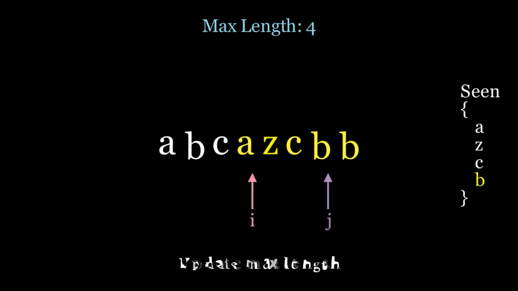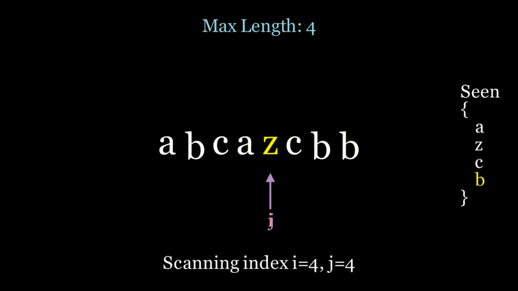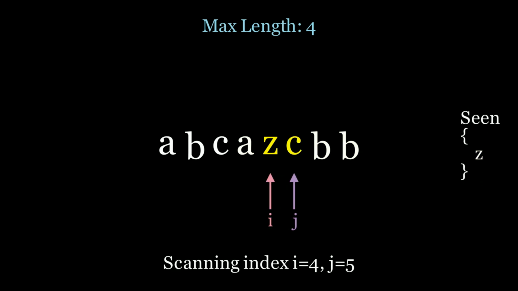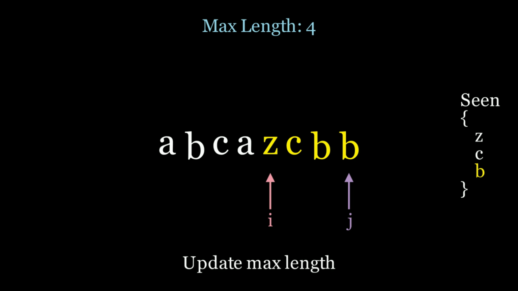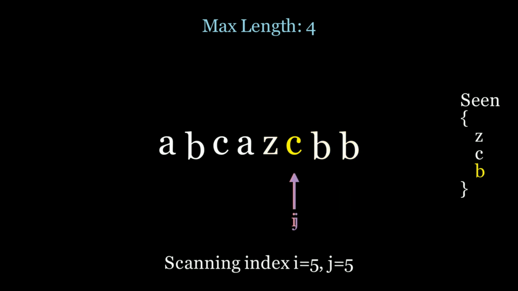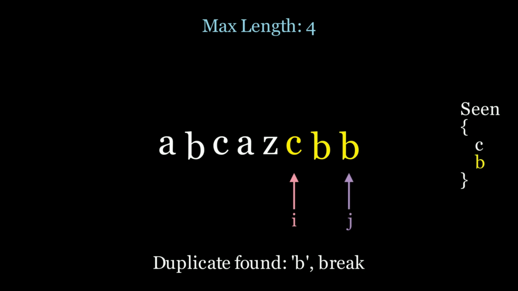loop. Now, every time we break out of the loop, we update the max length, the global max length, which is at the top over there in blue, just to keep track of the maximum length throughout the algorithm. Every time we reset i and j, we reset the seen hash set as well, just to reset the elements that we're keeping track of.